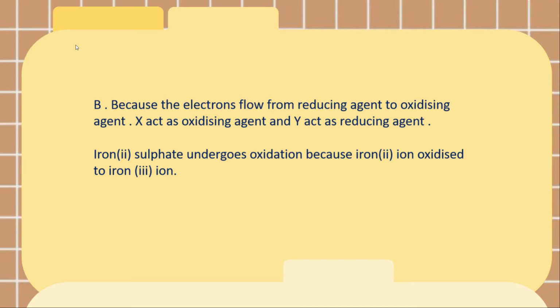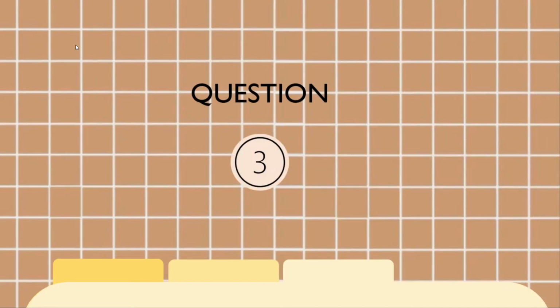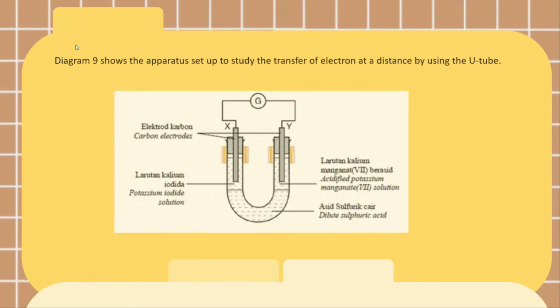We're moving to question number 3. Diagram 9 shows the apparatus set up to study the transfer of electrons at a distance by using a U-tube. As we can see, there are 2 carbon electrodes, one with potassium iodide solution and one with acidified potassium manganate solution. And at the bottom of the U-tube, we have dilute sulfuric acid.